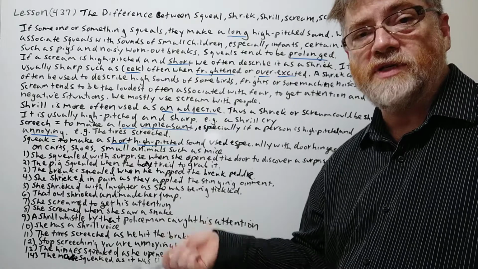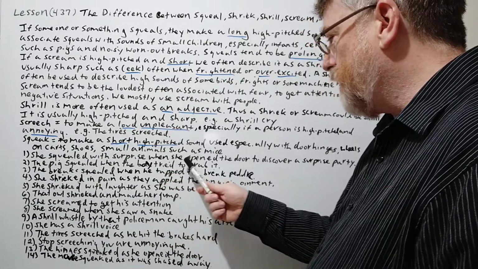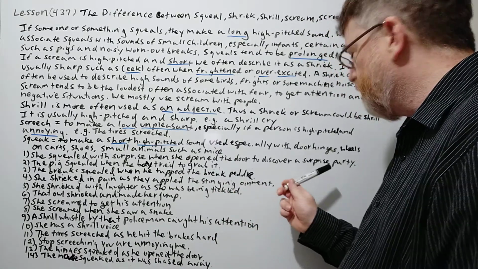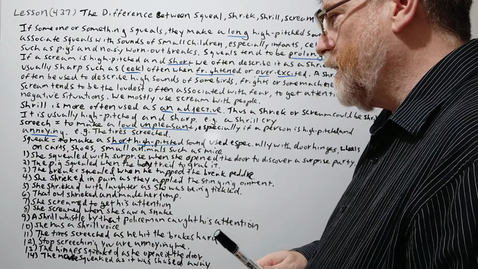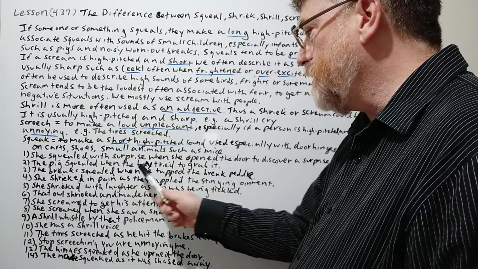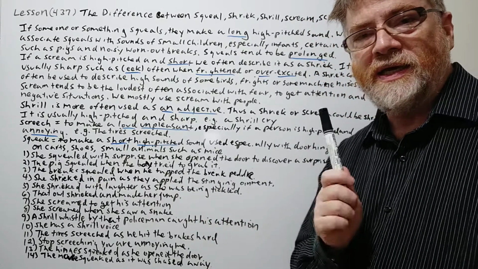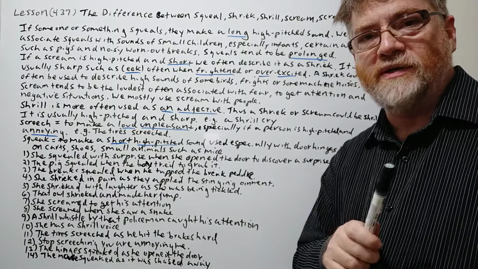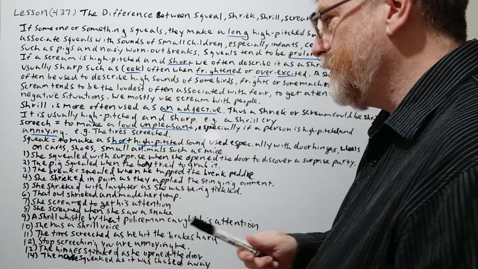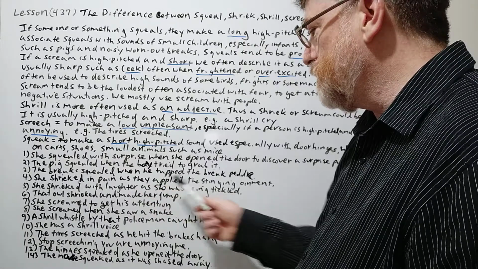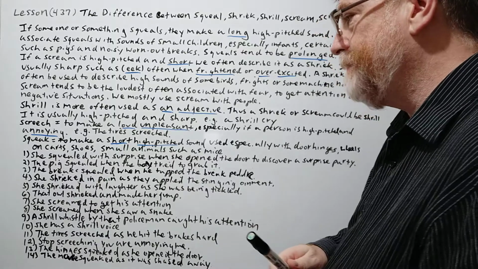All right, let's give you some examples. She squealed with surprise when she opened the door to discover a surprise party. Yeah, we could use it that way. The pig squealed when the boy tried to grab it. Again, we definitely associate squeals with pigs or hogs or any animals along that line. The brakes squealed when he tapped the brake pedal. Okay, you could say that.